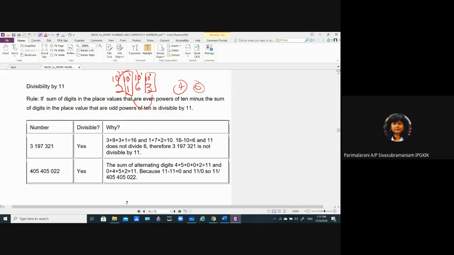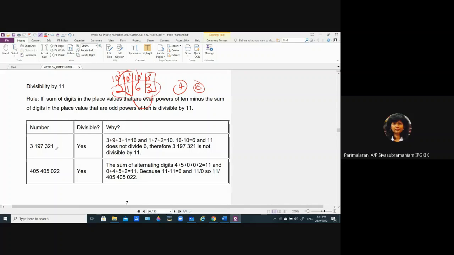So what is the difference between these two numbers? The difference, big number minus small number, the difference is 4. So 4 cannot divide by 11. Because 4 cannot divide by 11, that's why this number cannot divide by 11.